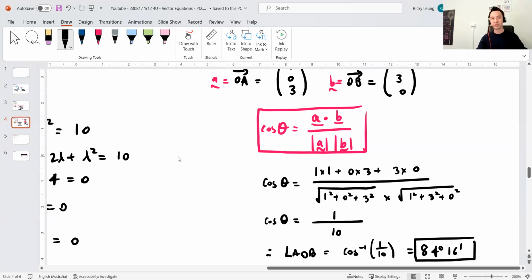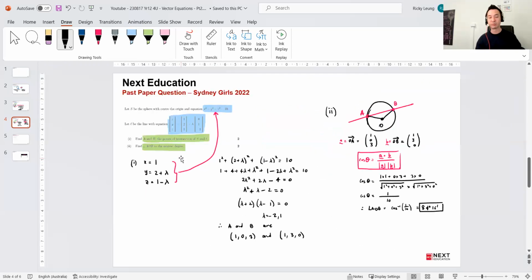Pretty easy, right? Once you get the hang of it, whenever someone sees a sphere question, a lot of them think, oh, I don't know what to do. It's easy. If it's an intersection question, that's how you do it. Angle there, it's a freebie. That's just introductory vectors.